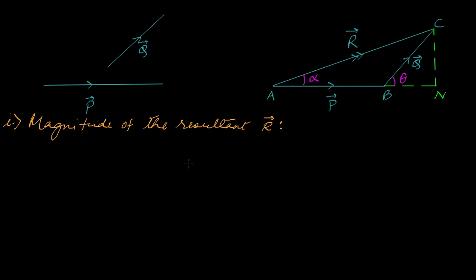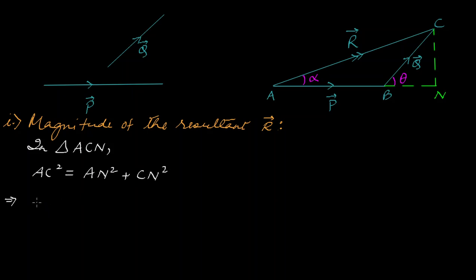Now, number one, let us find the magnitude of the resultant R. Like I told you, to find the magnitude, all we need is the length of the line AC. We have turned this into a right-angled triangle, so we can use the Pythagoras theorem. In triangle ACN, using the Pythagoras theorem, AC square is equal to AN square plus CN square.